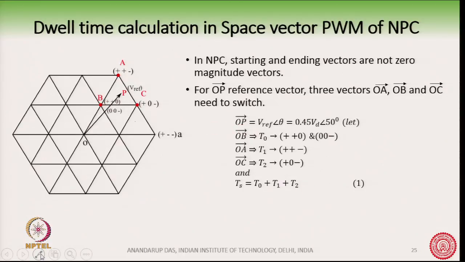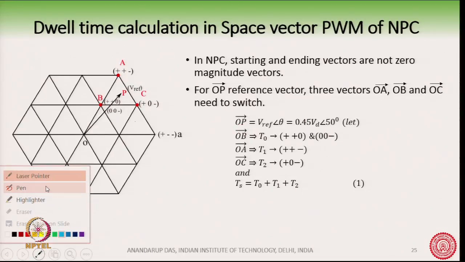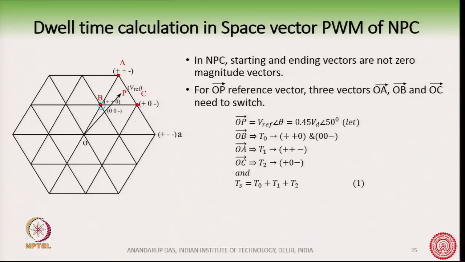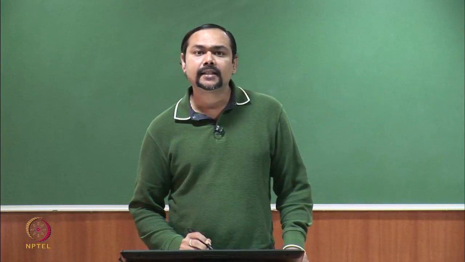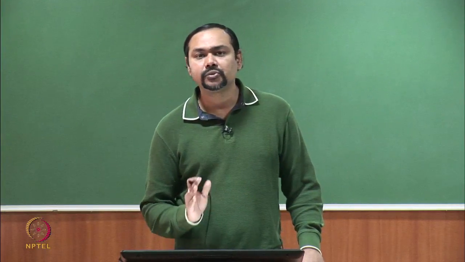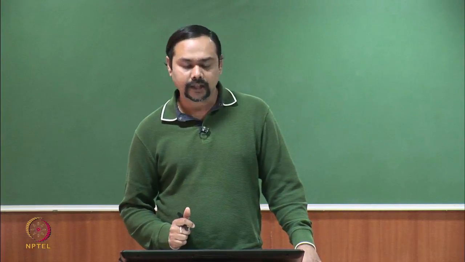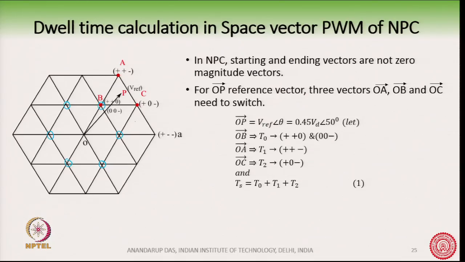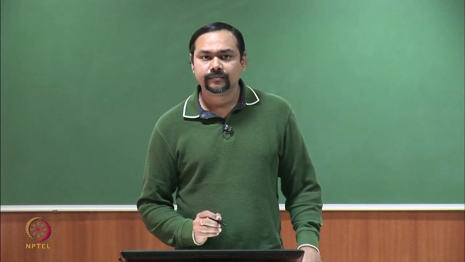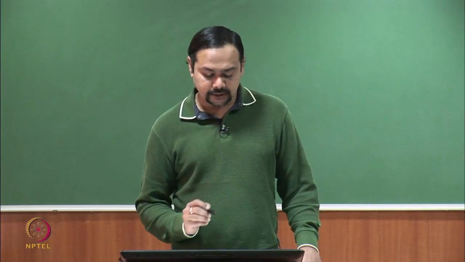So, these 6 vectors, this vector, this vector, this vector, this and this, are always chosen as the starting and ending vectors in a switching cycle Ts, in order to minimize switching. That gives the minimum switching.